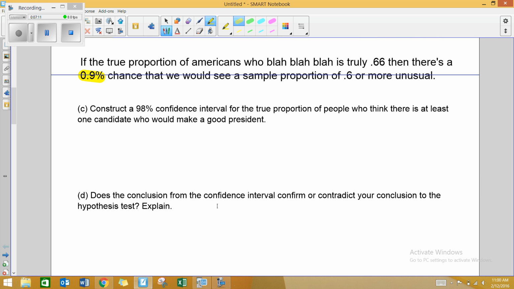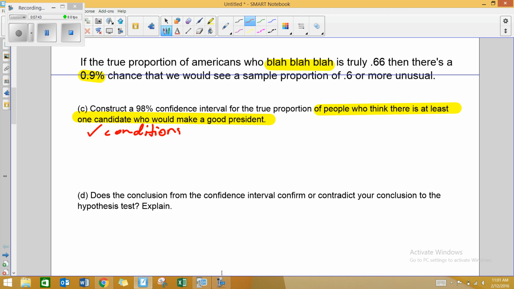Okay, construct a 98% confidence interval for the true proportion of people who think there's at least one candidate who would make a good president. So that was why I kind of wrote blah, blah, blah right there, because I didn't want to write all of that. But that's our context. And so the 98% confidence interval, I am not going to do the formal way. I'm mostly just going through this video to give you guys the answers, so you can check that. But I would have liked you guys to check your conditions, draw a picture, all that fun stuff.